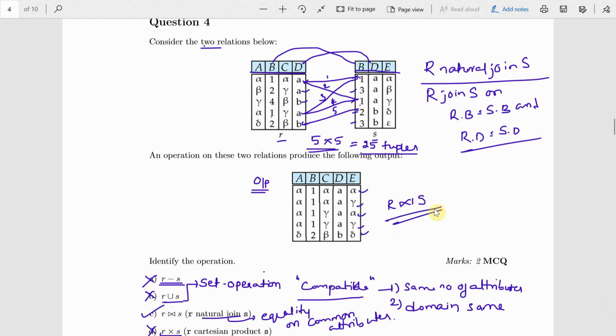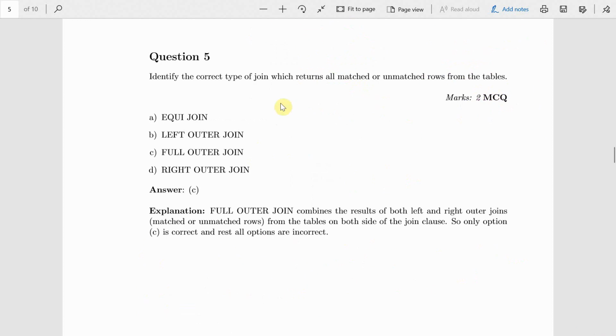So the answer for the question is option C. Coming to question number 5, identify the correct type of join which returns all matched or unmatched rows from the table. So it is to find both matched and unmatched rows.